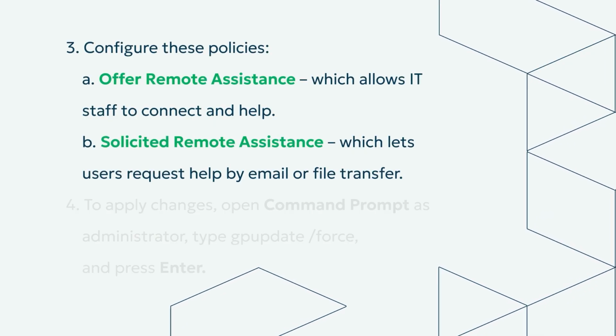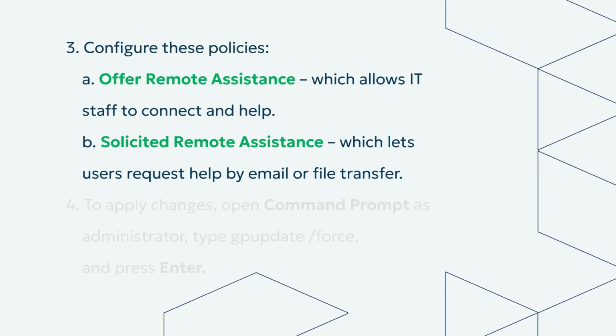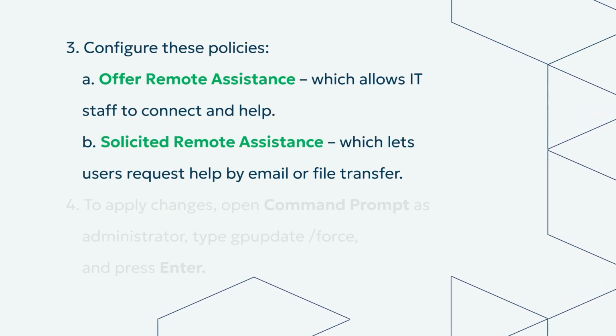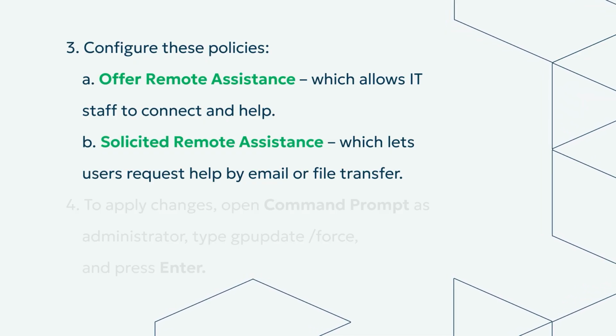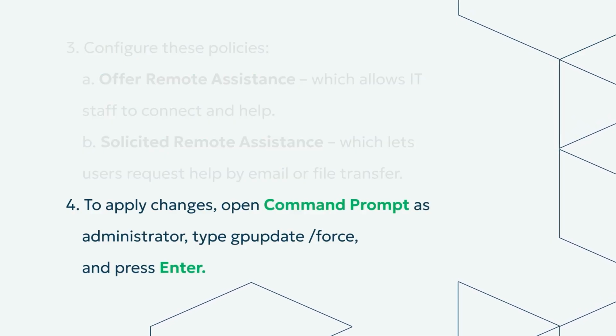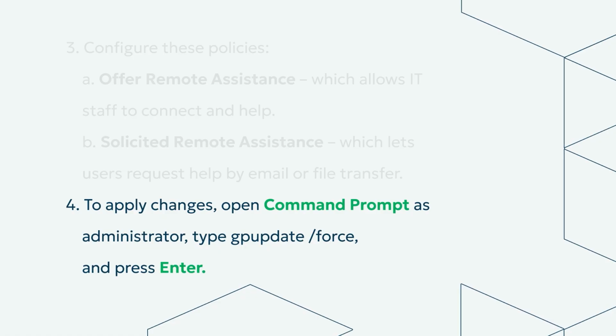Configure these policies. Offer remote assistance, which allows IT staff to connect and help. Solicited remote assistance, which lets users request help by email or file transfer. To apply changes, open Command Prompt as administrator, type gpupdate /force, and press Enter.